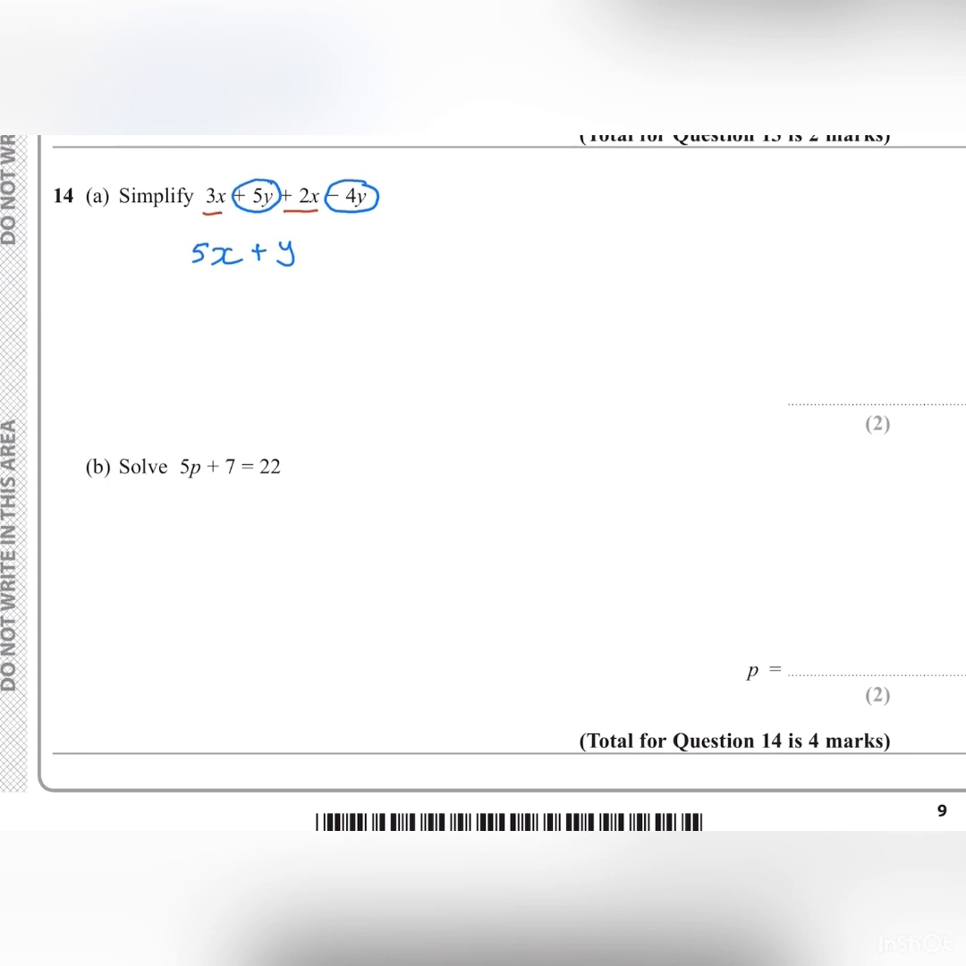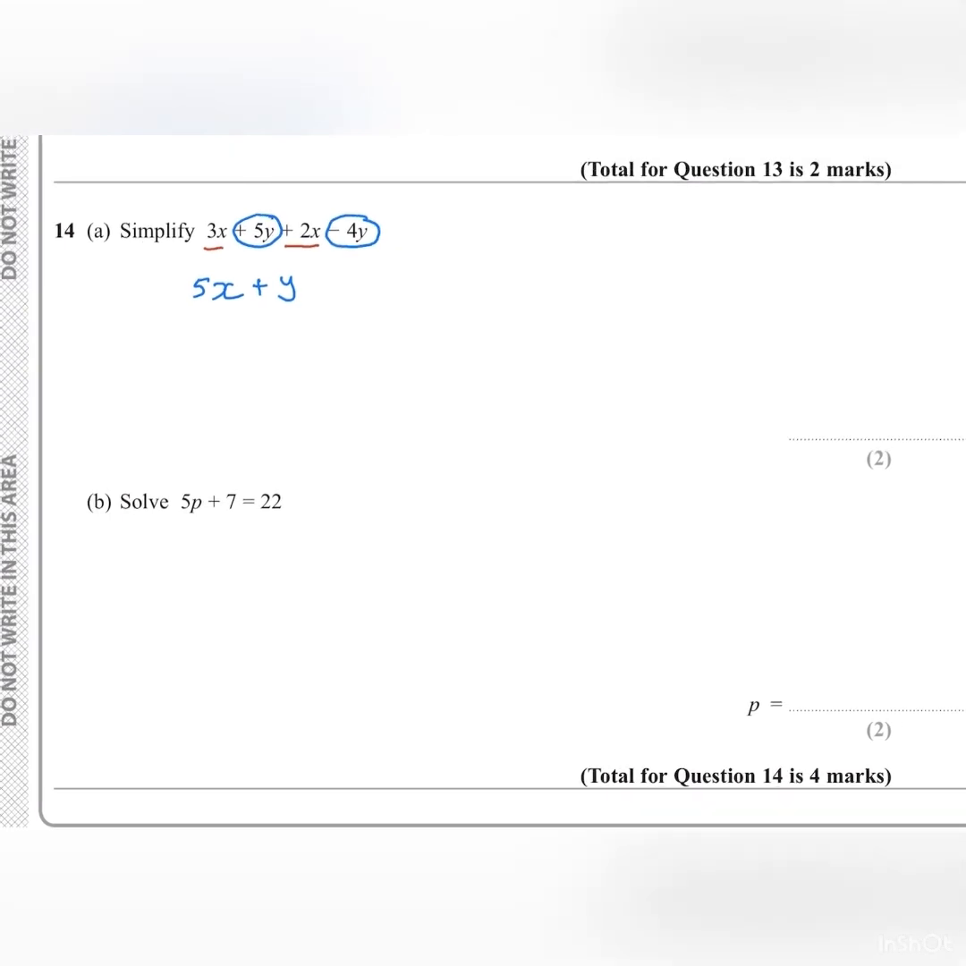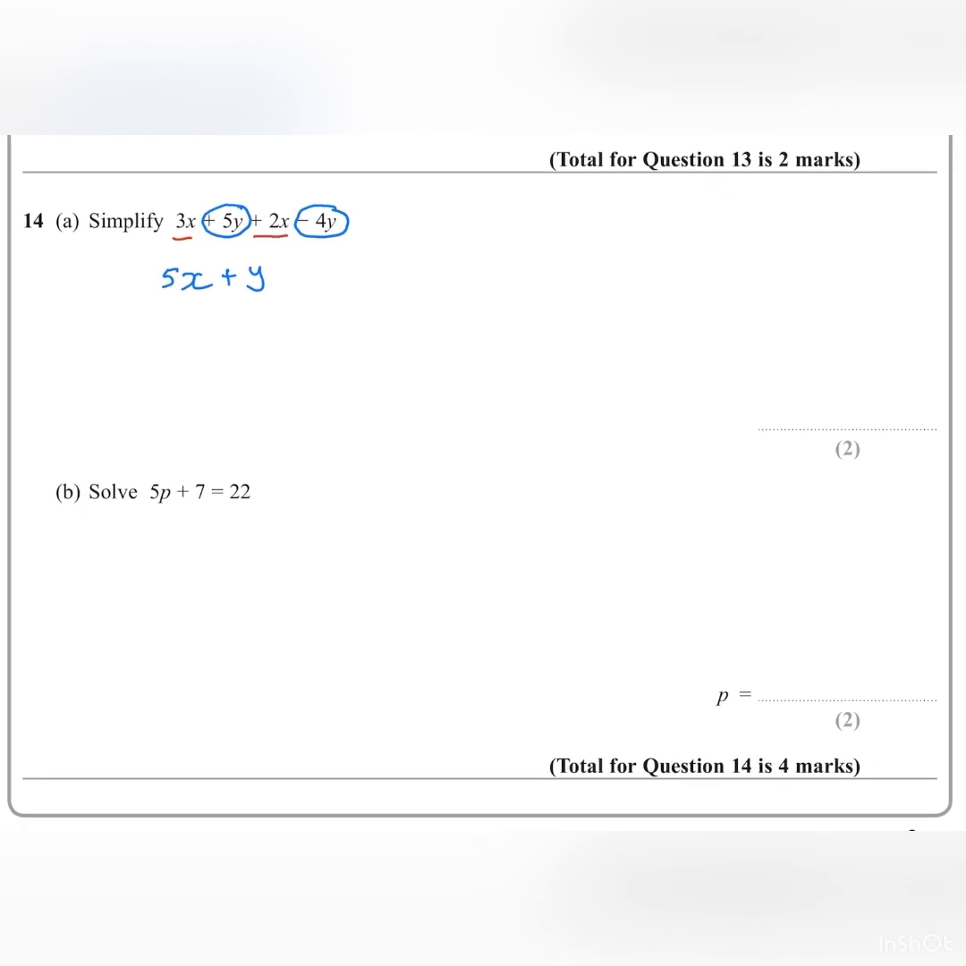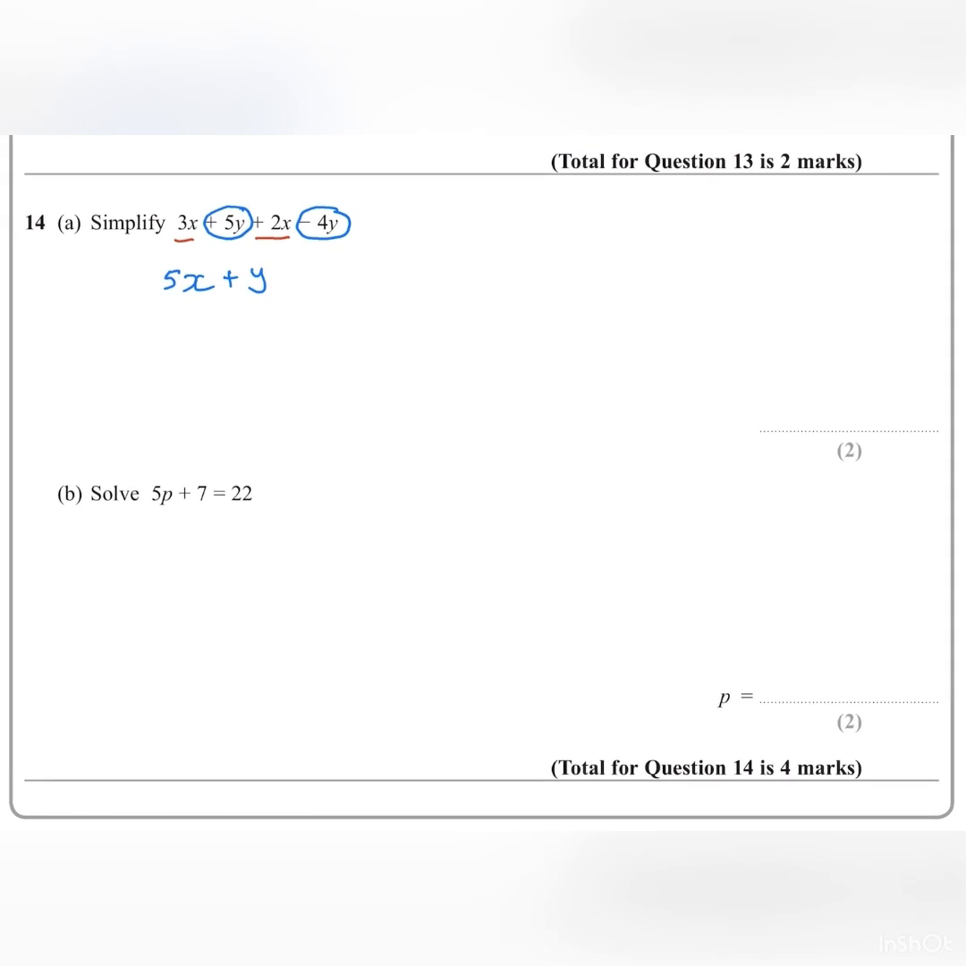Okay, part B is to solve this equation. 5p plus 7 equals 22. So p is the missing number that we need to find. Okay, so firstly, we can take away 7 from both sides. So 7 take away 7 would be 0. And then we got 5p left on this side. And then 22 take away 7, that is 15.